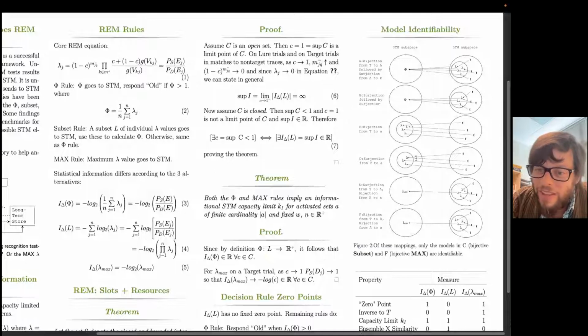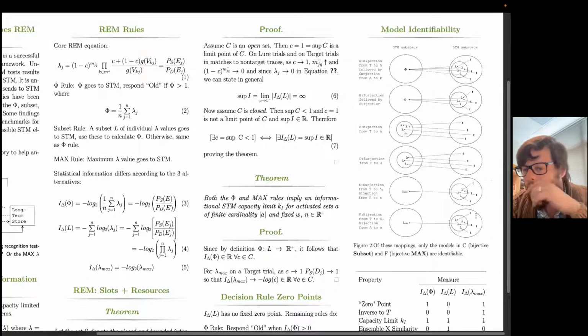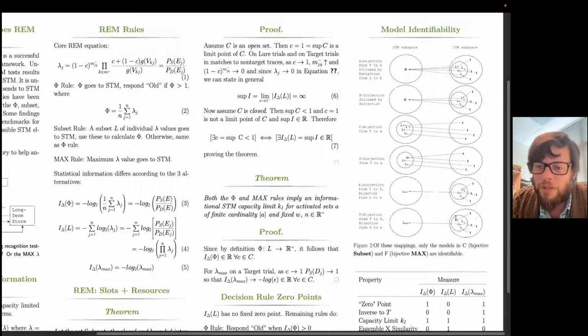But maybe. And then finally, this is the same thing again, except for the lambda max. Out of all of these mappings, the only ones where they're identifiable are model C, because it's a bijection, so an inverse could exist, and F for the same reason. The max value will be identifiable. You'll be able to identify a lambda, and from there identify a trace in this case right here.